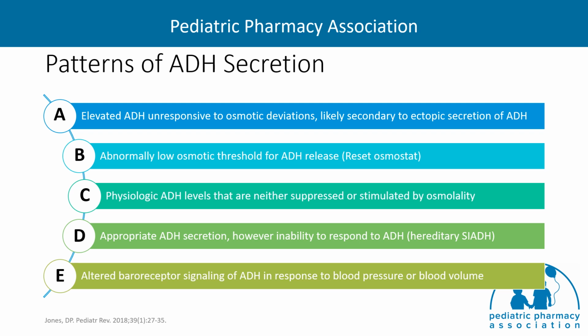This can be due to a germ cell mutation in which the vasopressin 2 receptor is constitutively activated, leading to production of an ADH compound other than immunoreactive arginine vasopressin, and a post-receptor defect in trafficking of aquaporin 2 water channels. This is also known as hereditary SIADH. Type E is where there's altered baroreceptor signaling of ADH in response to blood pressure or blood volume.